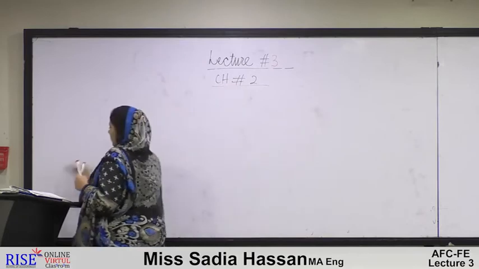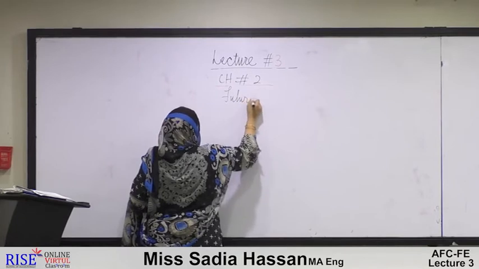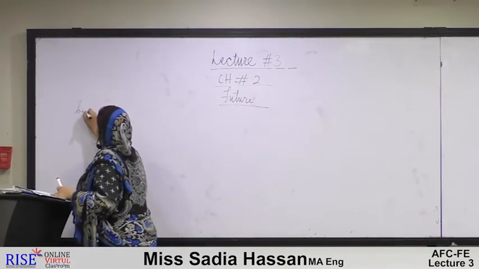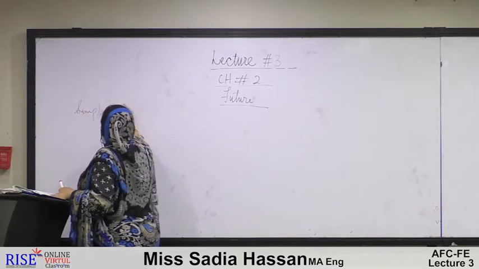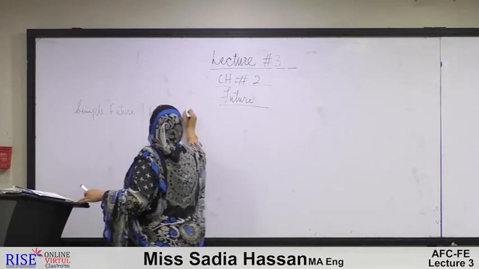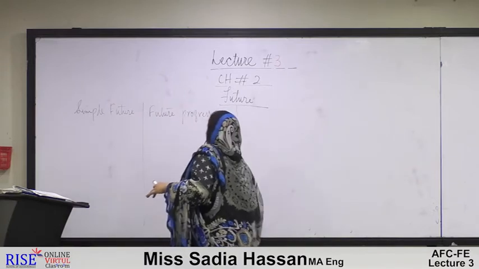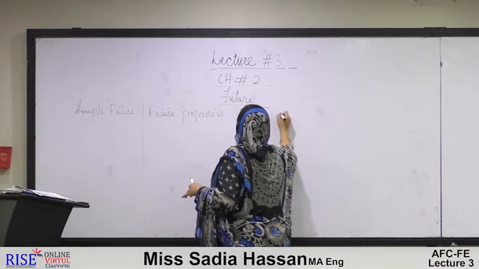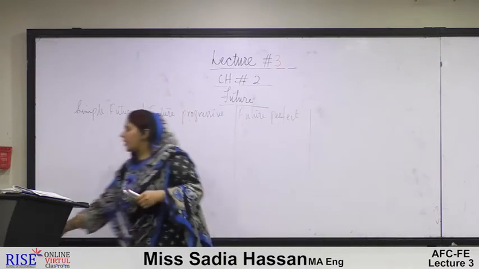This is how we see future. First of all, simple future. The second is called future progressive. The third is called future perfect. And the last is called future perfect progressive.